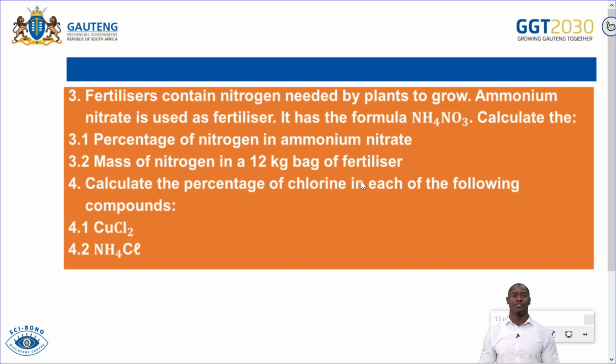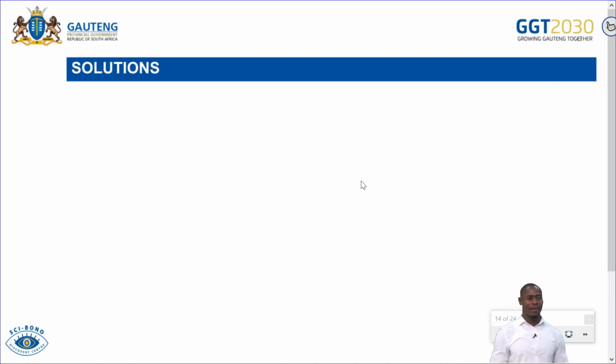Fertilizers contain nitrogen needed by plants to grow. Ammonium nitrate is used as a fertilizer, and its chemical formula is NH4NO3. Calculate the percentage of nitrogen, the mass of nitrogen in a 12 kilogram bag of fertilizer. Calculate the percentage of chlorine. So let's start with the first question. They want us to define percentage composition. That is our number 1.